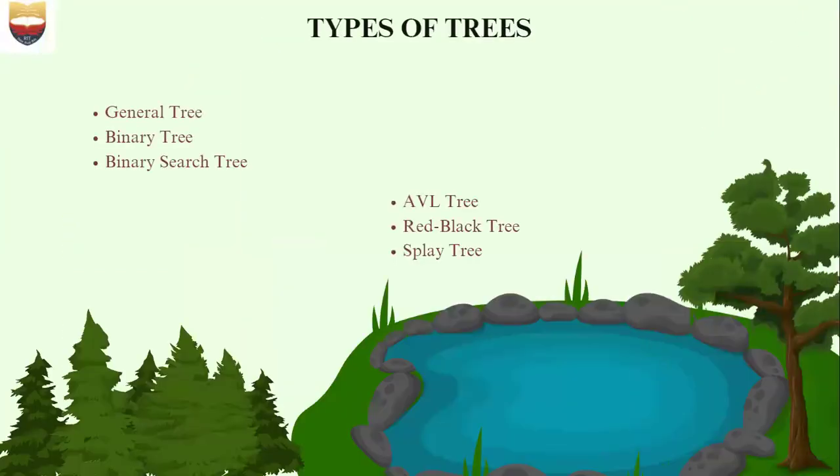Next, we are going to see types of trees. We can classify the tree ADTs into different categories. They are general tree, binary search tree. Apart from these three types, still we have some more special trees. They are AVL tree, red-black tree, and splay tree. And in this video, we are going to see about only binary tree because we are going to do traversal on binary tree alone. Okay.